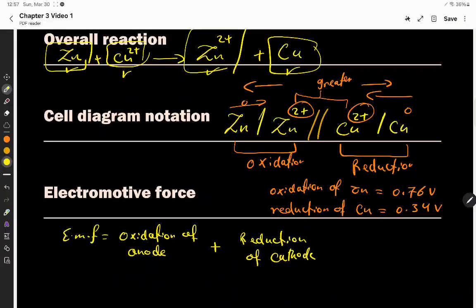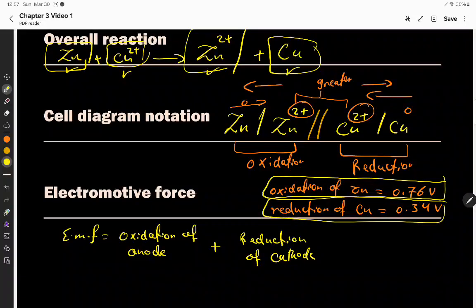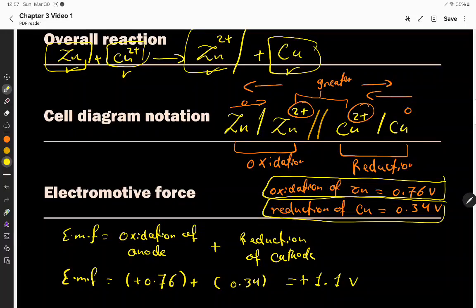In this case, we have the oxidation of zinc and the reduction potential of copper. So let's see: the electromotive force equals the oxidation potential of zinc, which is positive 0.76, plus the reduction potential of copper, which is 0.34 volt. This equals 1.1 volt. As we can see, the sign of the cell has to be positive, so it is a galvanic cell.